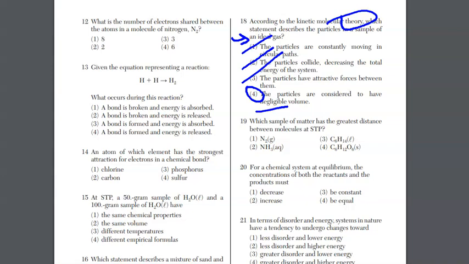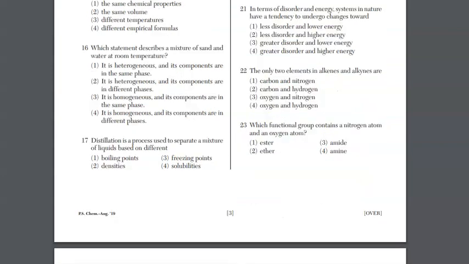Question 19. Which sample of matter has the greatest distance between the molecules? Of course, you know that means anything in the gas phase. You're going to have energy and they're going to be separated apart. Right away, here it is, choice 1. For question 20, we have a system in equilibrium. The concentrations of both the reactants and products must be constant. That's it. What's equal in an equilibrium is the rate of the forward and the rate of the reverse reaction. Concentrations for reactants and products are constant. Know it. It comes up all the time.